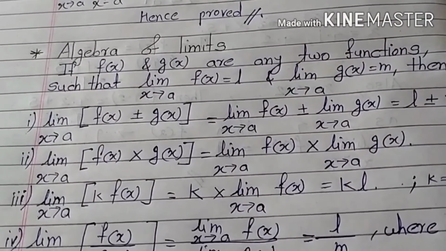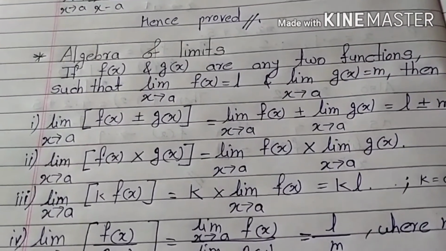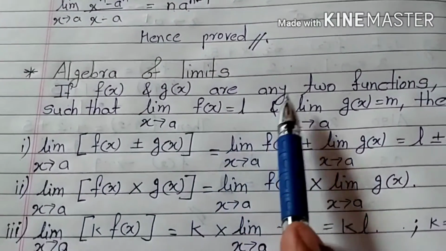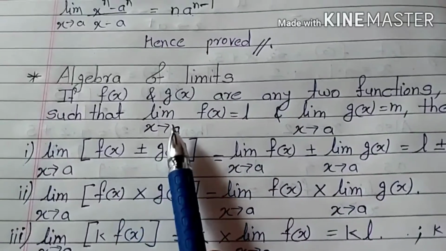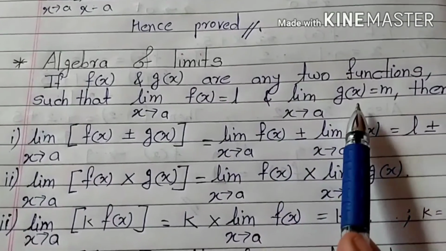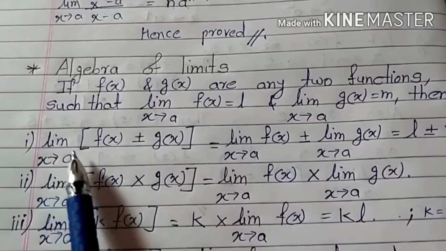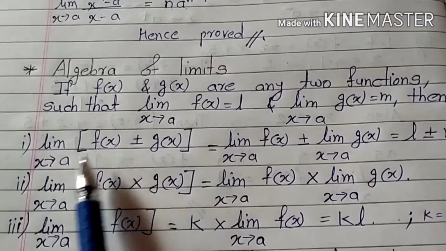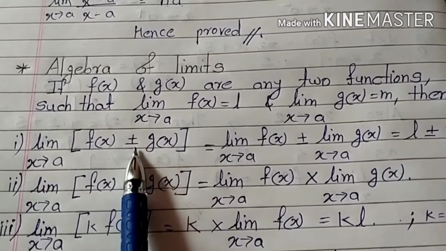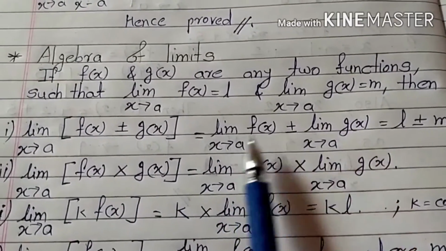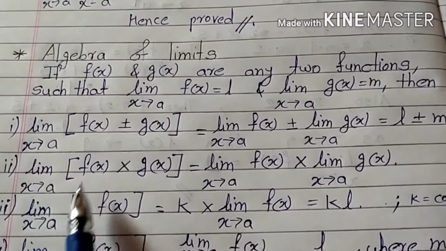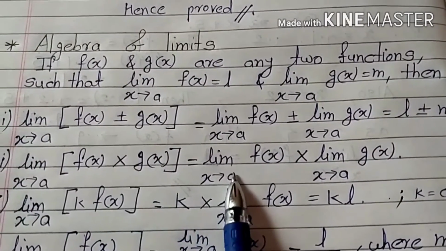Now we move toward the next topic, that is algebra of limits. So here if f of x and g of x are any two functions such that limit x tends to a f of x is equal to L and limit x tends to a g of x is equal to M, then the limit is separate on addition and subtraction. You can observe that, and here put the values L and M. Also the limit is separate on multiplication.